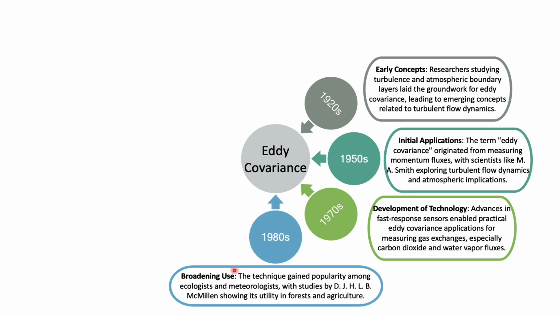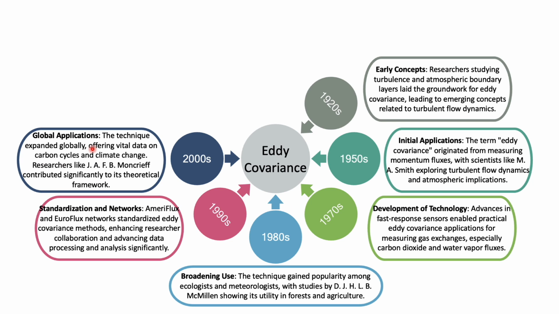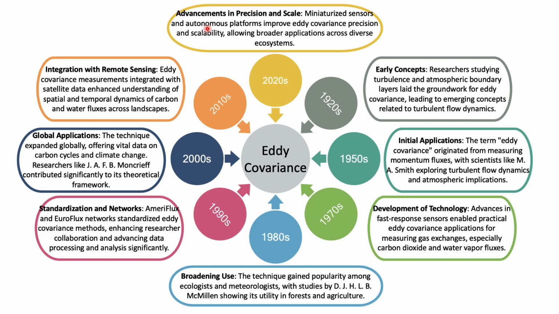Then in the 1980s, the use was broadened. And then in the 1990s, standardization of the networks started happening. And in 2000, the global application started to be implemented. And in 2010, remote sensing was integrated into the measurement. And currently in 2020, we are using advanced precision and scales to measure the eddy covariance.